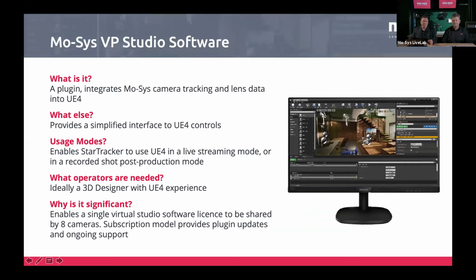So now it's about VP, the software, and we invited James to talk about that. Hi guys. So yeah, I'm James. I'm the technical director at Mo-Sys, and I'm just going to spend a few minutes talking about what we're doing on the software side of things. So just for a bit of context, Martin mentioned earlier that our StarTracker hardware is used in, I think, more than 100 studios around the world for news and sports and live broadcast.